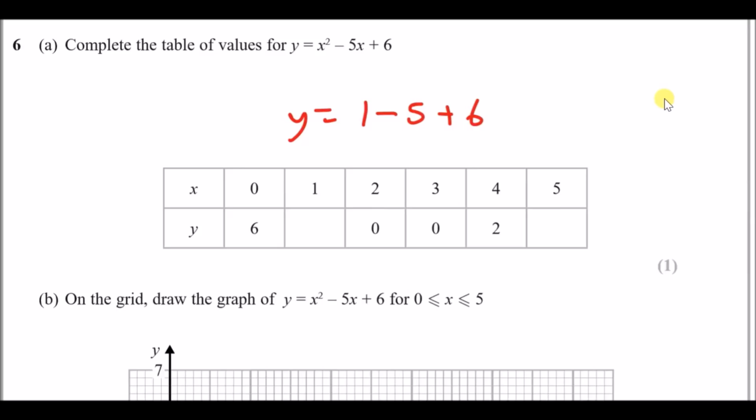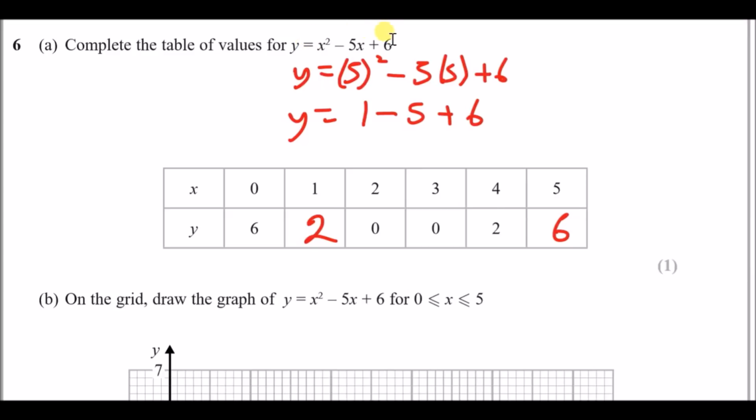And what should you get here? So, you should get 2. Do the same thing when x is 5, yeah? So you're going to have y equals 5 squared minus 5 times 5 plus 6. And doing so will give us 6. Okay. Now, one thing to note, yeah?